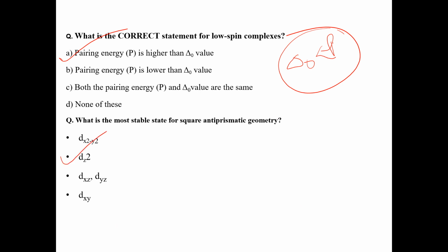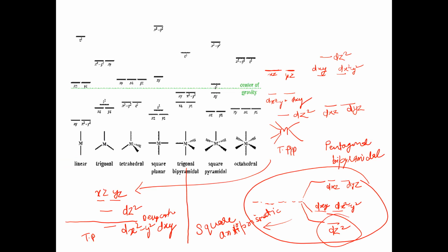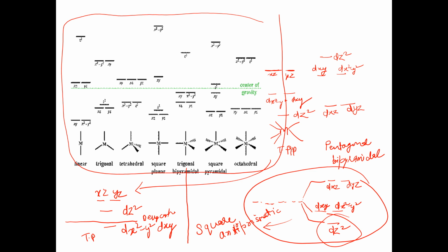So this is the most stable state. Apart from that, there are other geometries also. You can just remember their geometries and the splitting of the orbitals in these types of complexes, whether it is linear, trigonal, tetrahedral, square planar, trigonal pyramidal, and square pyramidal or octahedral. Octahedral is easy, that is t2g and eg. And if I remove these two bonds, it will become the square planar complex, this one.